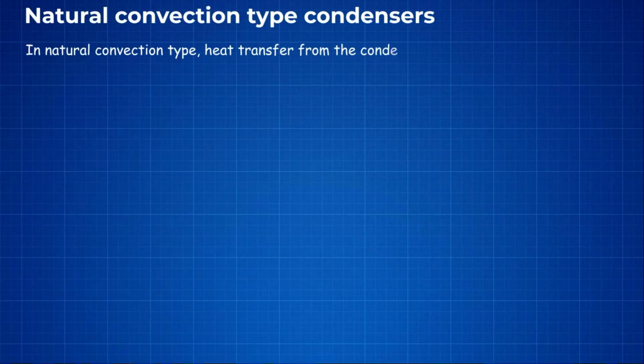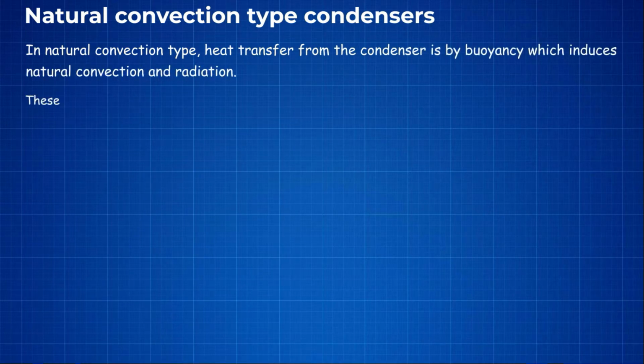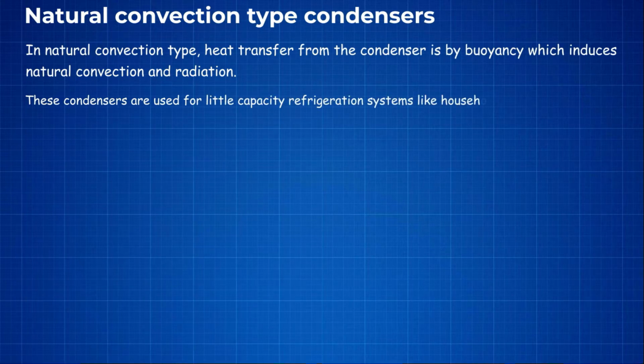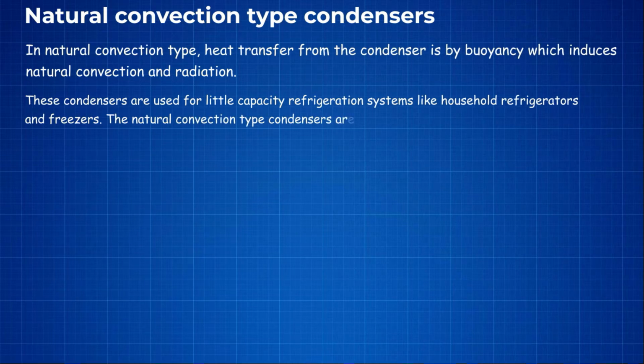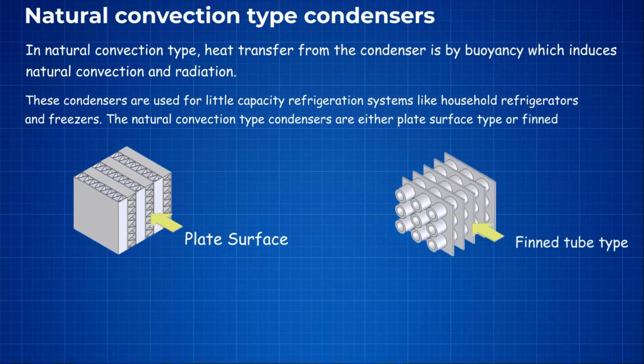Natural convection type condensers. In the natural convection type, heat transfer from the condenser is by buoyancy, which induces natural convection and radiation. These condensers are used for low capacity refrigeration systems like household refrigerators and freezers.